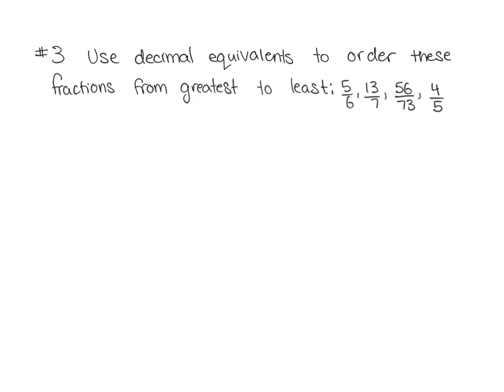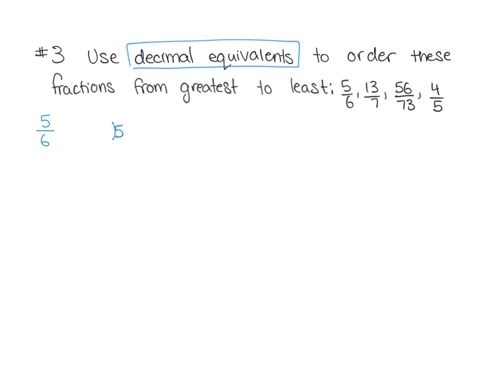Question 3 asks you to use decimal equivalents to order these fractions from greatest to least. So our first step is to come up with decimal equivalents. So if we have 5/6, we can't necessarily turn that into a power of 10 easily, right? It doesn't multiply into 10, and to get to 100, well, that'd be 60 and 40. It's not a factor of 40. So the easiest way is for us to do long division.